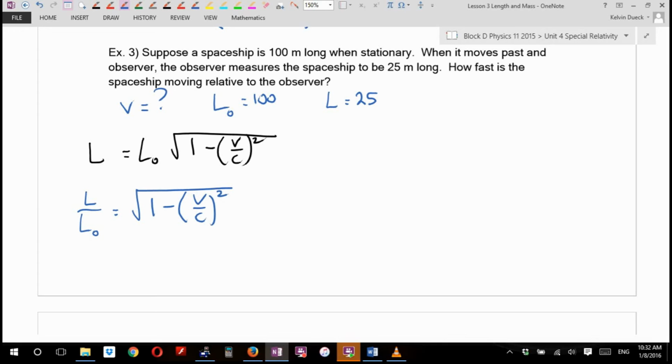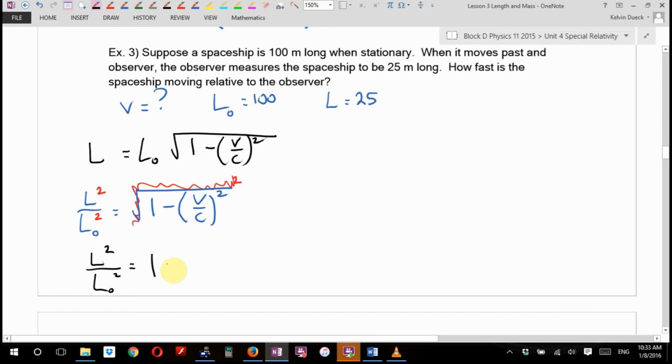What is that V sitting inside of? A great big what? Even bigger, a great big square root. How do I get rid of a square root? Huh? You did it yesterday. What's the opposite of square rooting? We're going to square both sides. So now I'm going to go like this. Square that, square that, square that, which really is just going to get rid of all that. The square and the square root will cancel. I'll end up with L squared over L0 squared equals 1 minus V over C all squared.